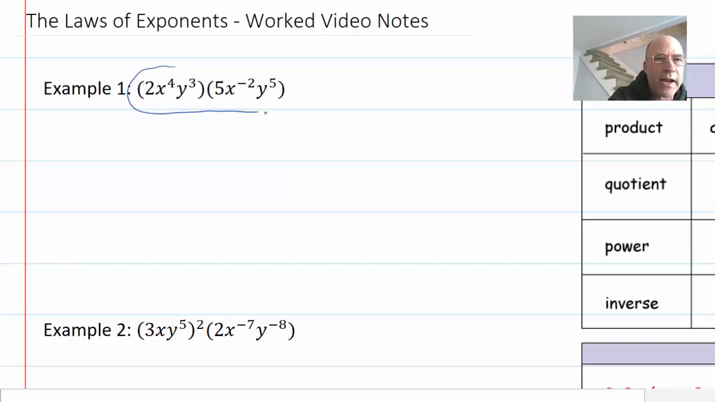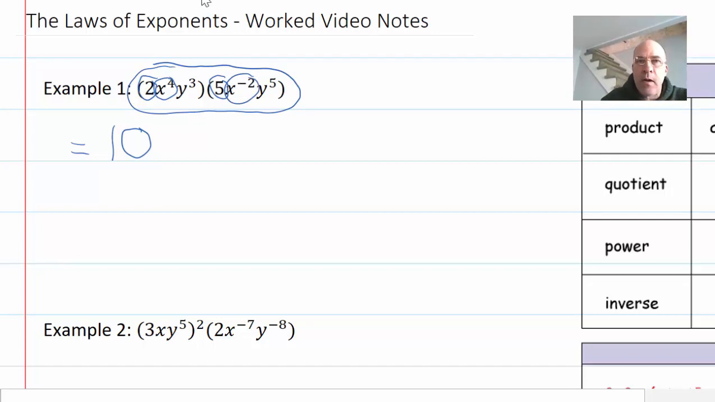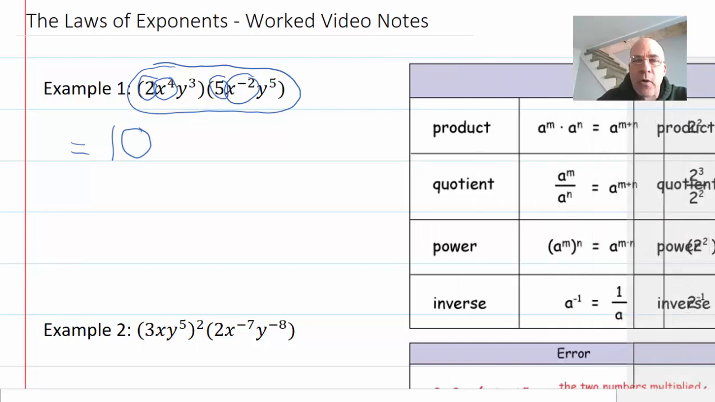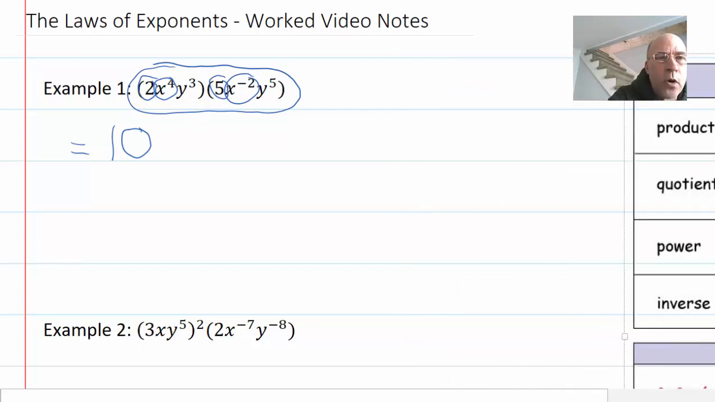In this first one, we're just multiplying two expressions. So we're going to take the expressions and just multiply what we see here. I do see we start off with the 2 times 5, so we have 10. We also have x to the fourth times x to the negative second. And I know from the product rule that if I'm multiplying two things of the same base, a to the m, a to the n, I add their exponents together. Therefore, x to the fourth times x to the negative second, I add those exponents, I have x squared.